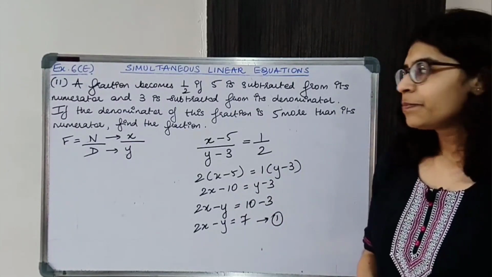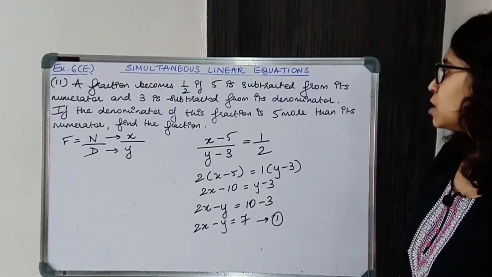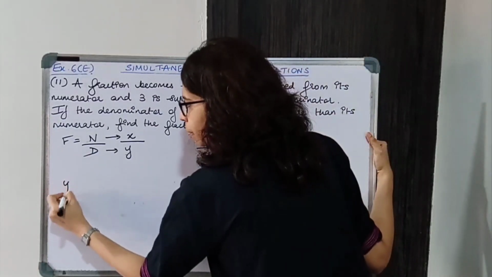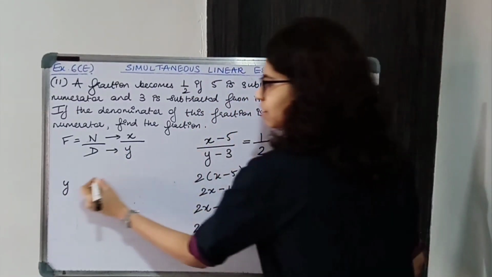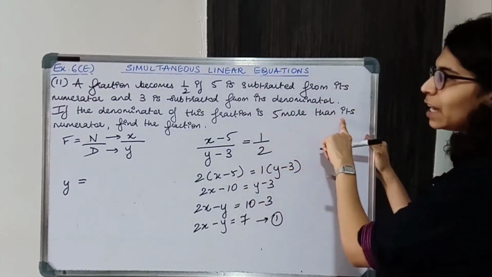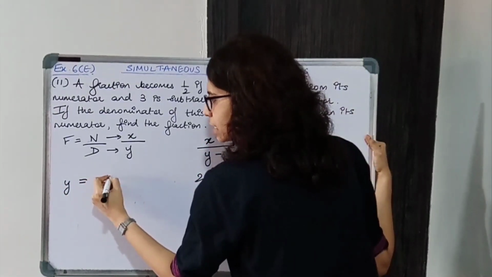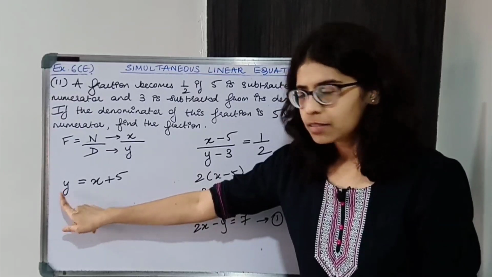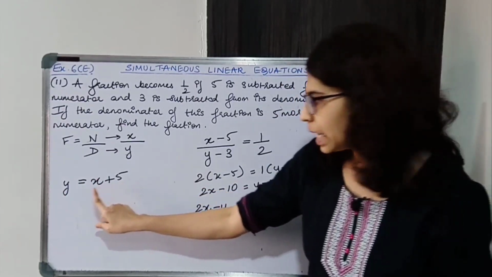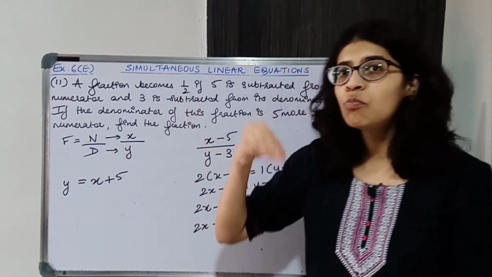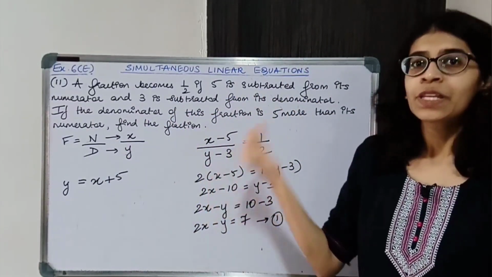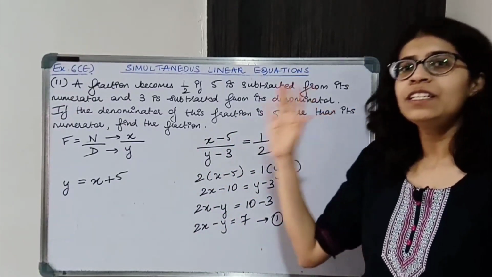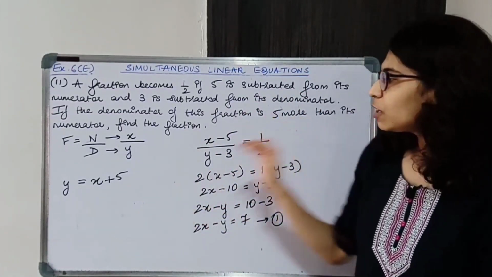So the other condition, if the denominator of this fraction is 5 more than its numerator, denominator is y, so the denominator is 5 more than its numerator. न्यूमरेटर से 5 मोर है, सो डिनोमिनेटर इज इक्वल टू 5 मोर देन इट्स न्यूमरेटर. ओके, 5 मोर बोला है तो प्लस 5 हो जाएगा, नॉट इनटू 5 बट प्लस 5. ओके, सो वेन एवर दे से मोर इट मीन्स यू विल एड. ओके, एंड 5 लेस बोला होता तो माइनस 5.